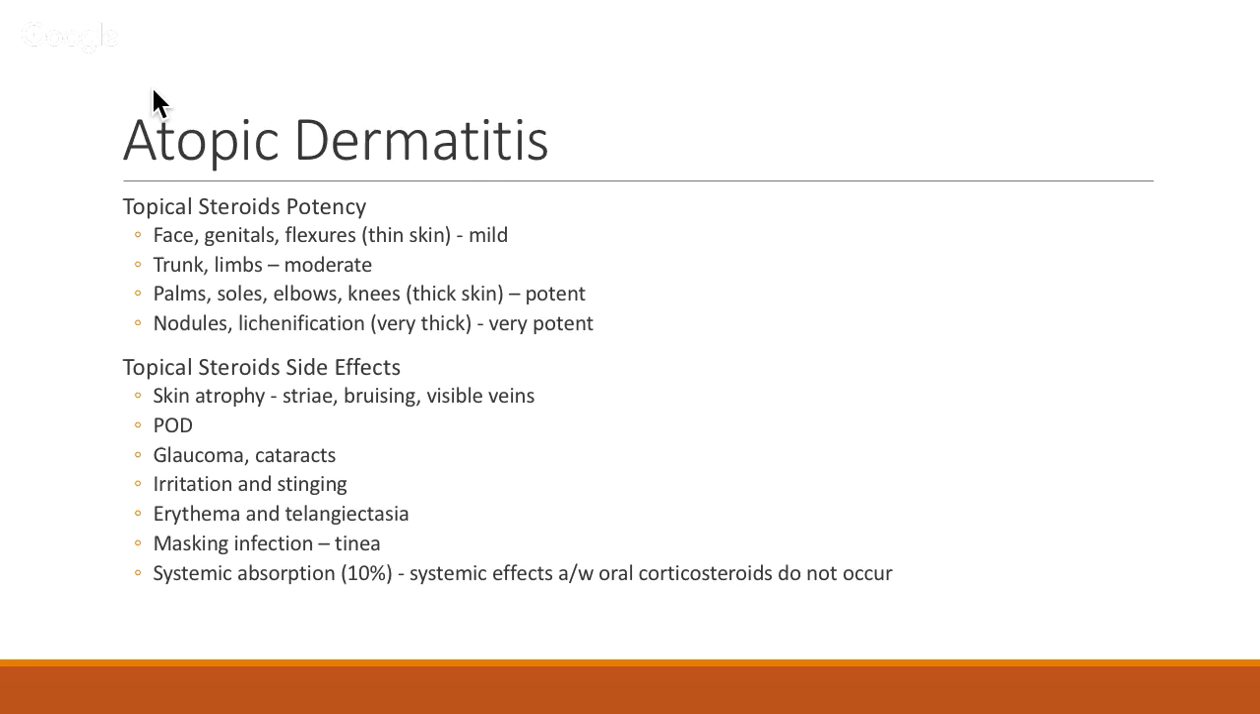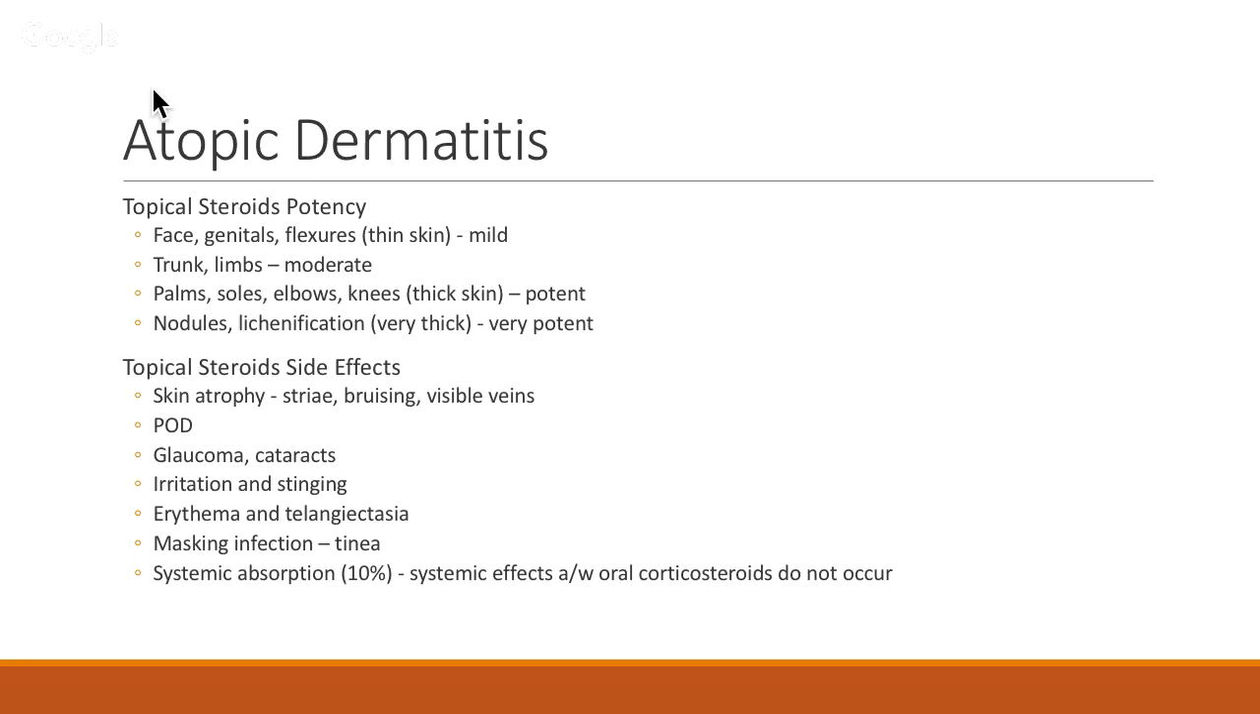So essentially with the side effects, there are some. Skin atrophy, including striae, you might then get a bit of skin thinning, visible veins, bruising. If you apply it on your face, particularly if you've got underlying rosacea, then it can cause perioral dermatitis. If you apply it on your eyelids, it can cause glaucoma, cataracts. Other things include irritation and stinging, erythema, telangiectasia.